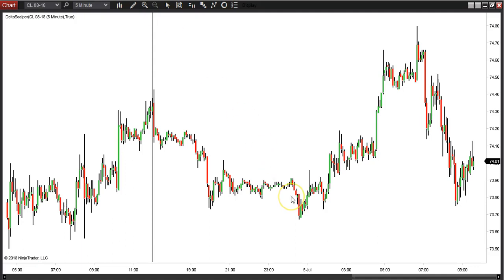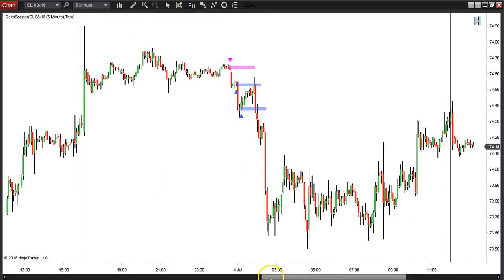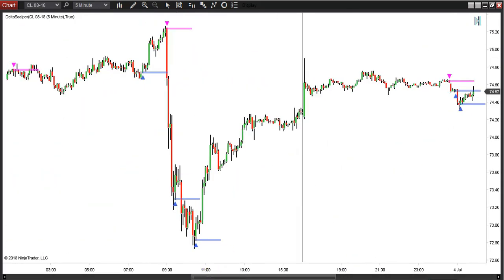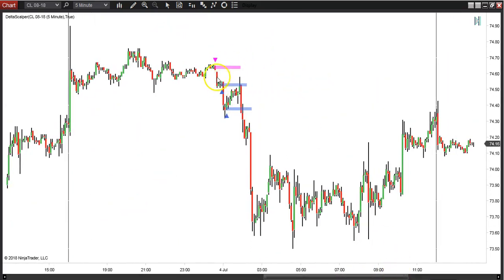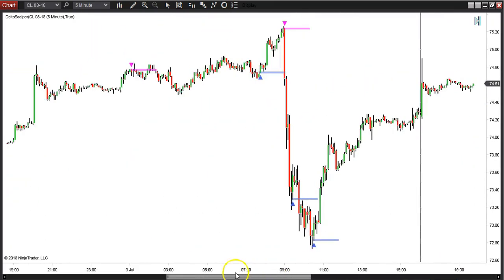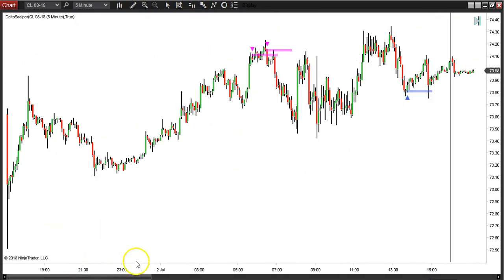So let's see here. It's got to go back through the data. It's still calculating. I can tell when it's calculating when I move the chart. So again, on the 5 minute chart, it caught that move from 74.60 down to 73 bucks that you didn't get on the other chart. Here it gives you a short, but then you get stopped out here. Here, this one started to work out, then it failed. So you would have caught that move.